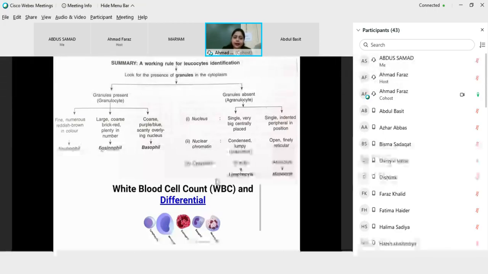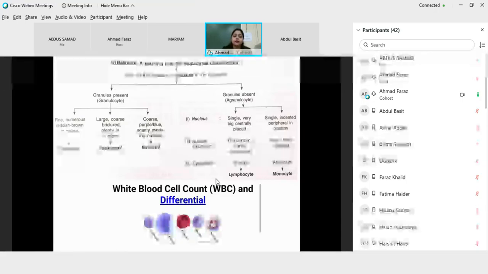Further, we have three types of granulocytes. Those are neutrophils, eosinophils, and basophils. How are we classifying them? Neutrophils have very fine, numerous, and sand-like granules or particles. Then we have eosinophils and basophils. Both of them have very large and coarse granules in comparison to neutrophils, which were having very fine and numerous granules. Now, how are we going to differentiate between eosinophils and basophils?